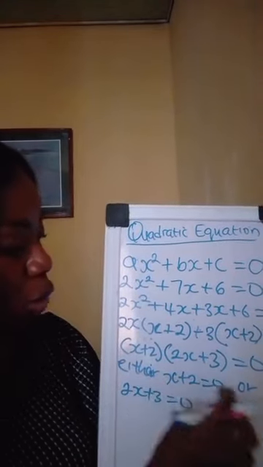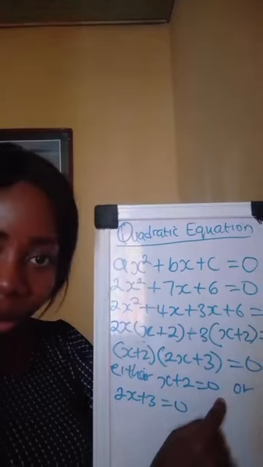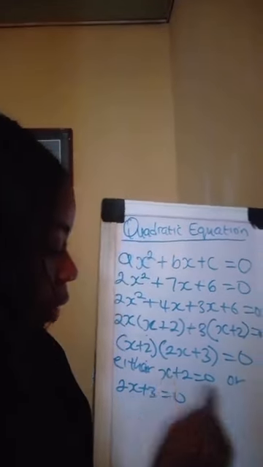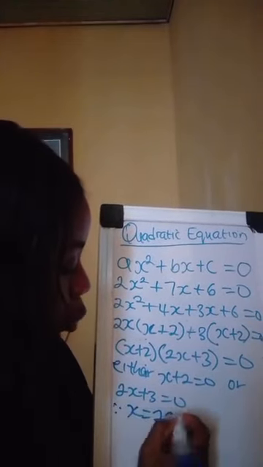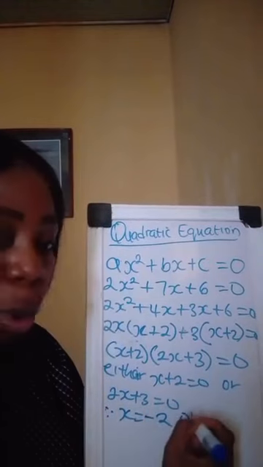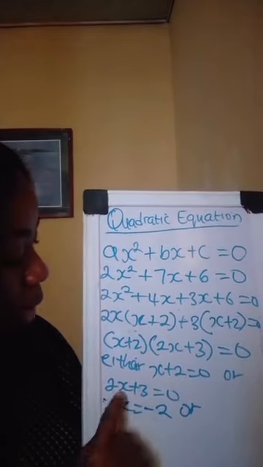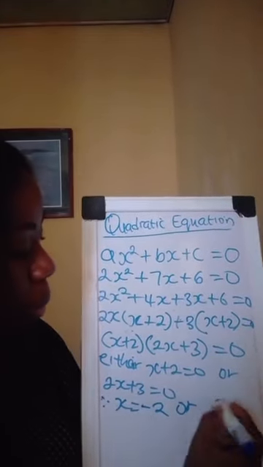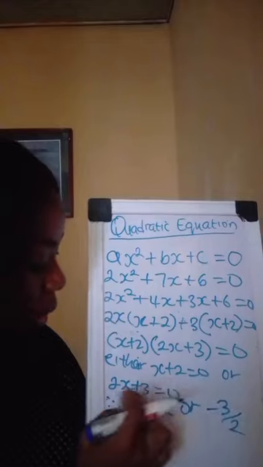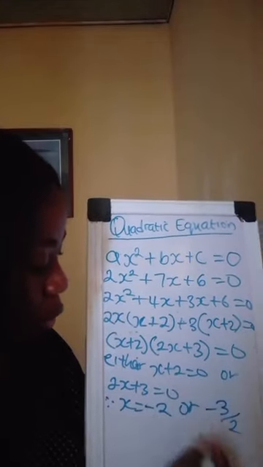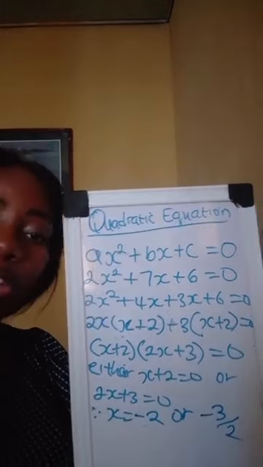So if x plus 2 is equal to 0, that means x is equal to minus 2. Minus 2 plus 2 is 0. Therefore x is equal to minus 2, or, if 2x plus 3 is equal to 0, that means x will be equal to minus 3 over 2. When this 3 crosses the equal sign, it becomes minus 3, and we divide by 2, so minus 3 over 2. So your answer is x is equal to minus 2 or minus 3 over 2.